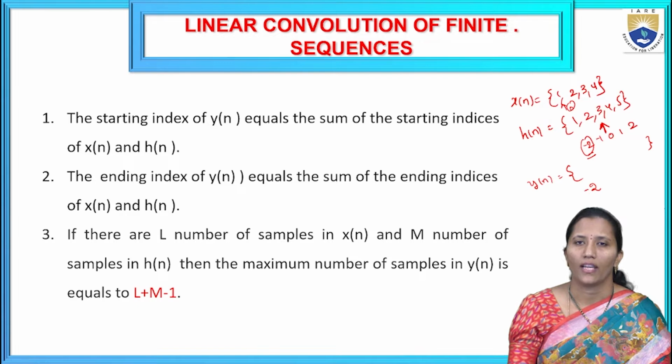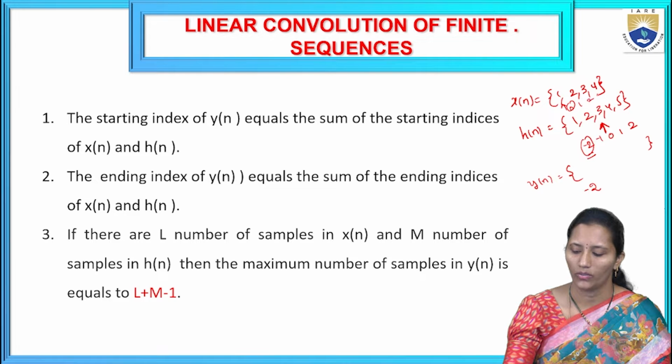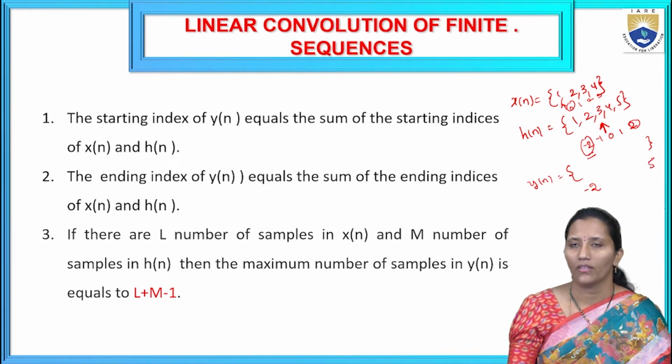Okay, and the ending index of y of n after doing the linear convolution is equal to the sum of the ending indexes of x of n and h of n. So here this is 0, 1, 2, 3. Here the ending index of h of n is 2 and of x of n is 3. So 3 plus 2, 5. So the starting index of y of n is equal to the sum of the starting indexes of both the sequences, and the ending index of y of n is the summation of the ending indexes of both the sequences. So this is the n value we have to find out.